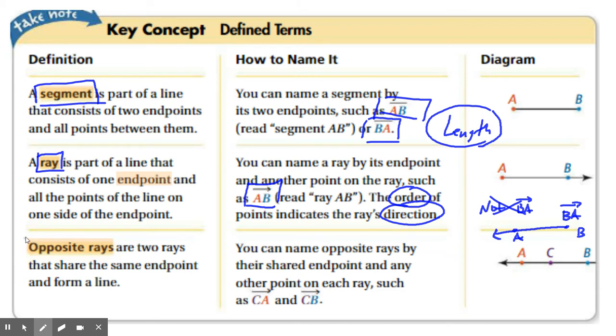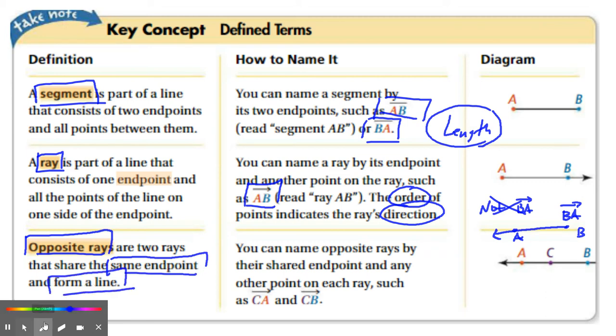And then last but not least are opposite rays. So opposite rays have the same endpoint and they form a line. Very important ideas here. So in this picture here, I have two rays, ray CA and ray CB. Notice they both start with C because they have the same endpoint. So CA starts at C and goes through A. I'll do that in blue.